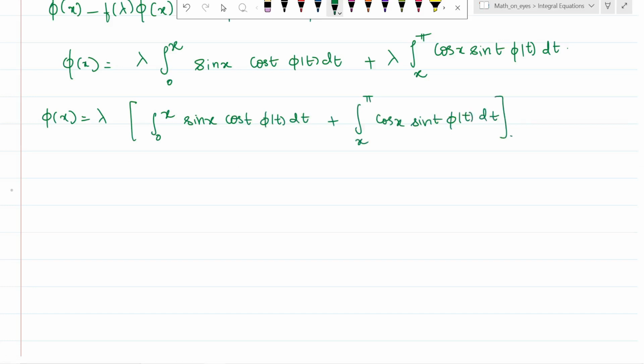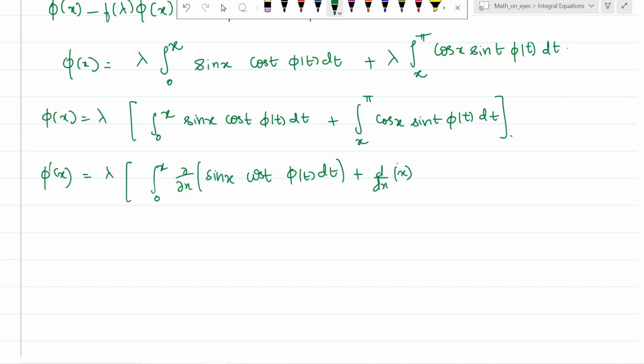Apply Leibniz rule to take the differentiation. Phi dash of x is equal to lambda times integral 0 to x dou by dou x of sin x cos t phi of t dt plus the upper integral, the differentiation of the upper limit is equal to 1, and then the remaining f of x will be sin x into cos x into phi of x. Lower integral, the differentiation of the lower limit will become 0.